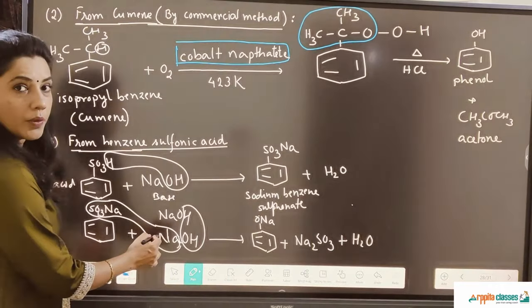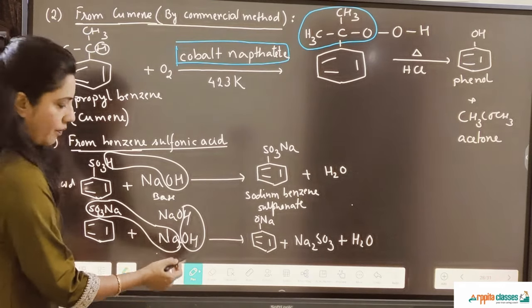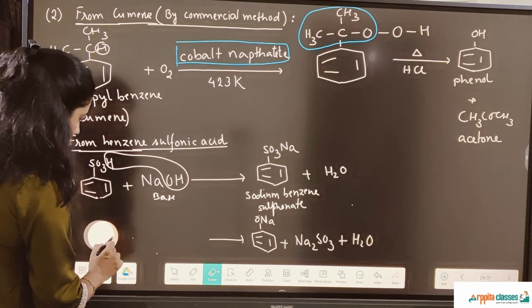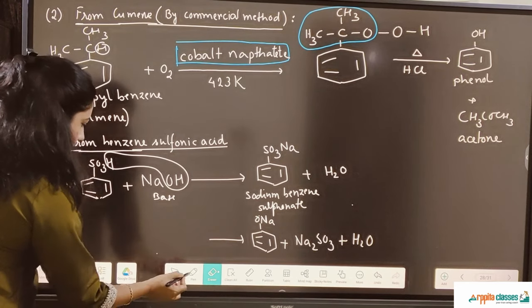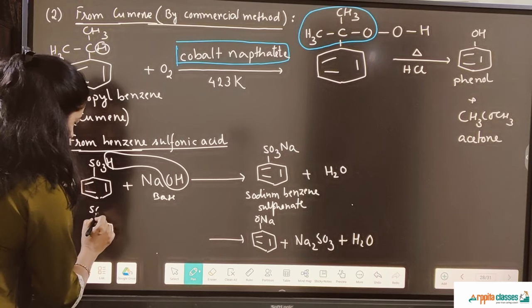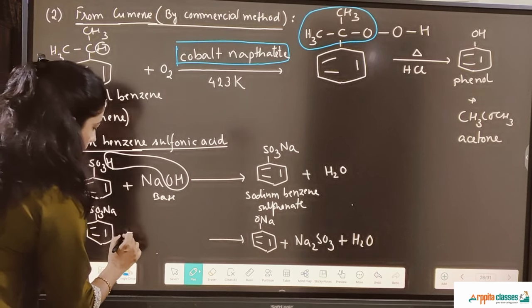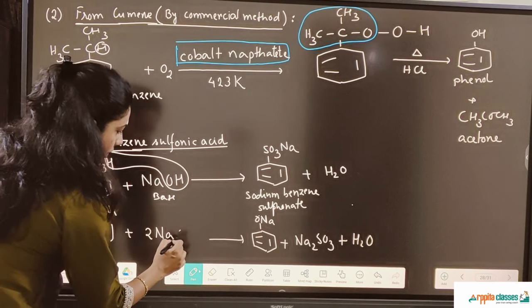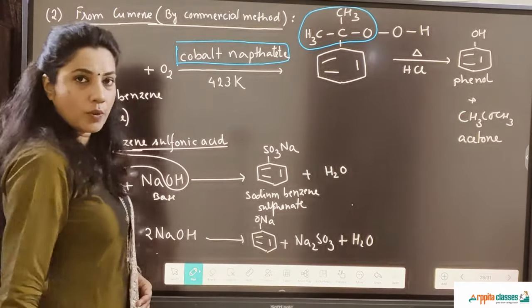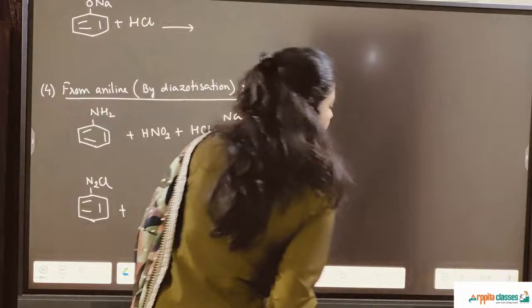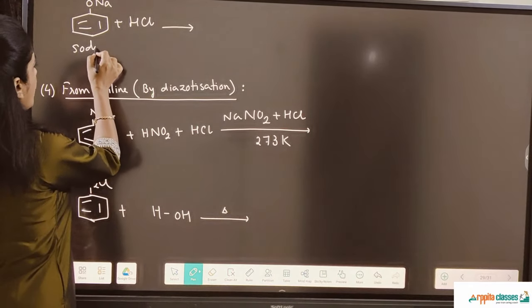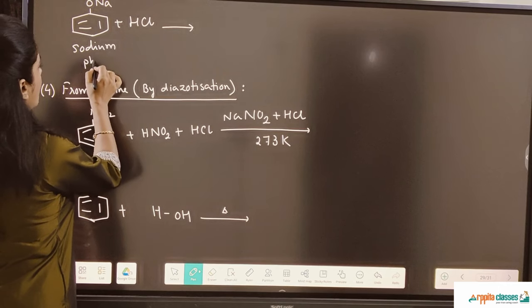So basically here we are using 2 molecules of NaOH. Okay. So if I write it in a proper manner, it will be like this. This is my sodium benzene sulfonate, SO3Na, and this is treated with 2 molecules of NaOH. So we get sodium phenoxide salt, Na2SO3 and H2O as a byproduct. Now in the next step, we have to acidify this sodium phenoxide. This is my sodium phenoxide which I need to acidify.